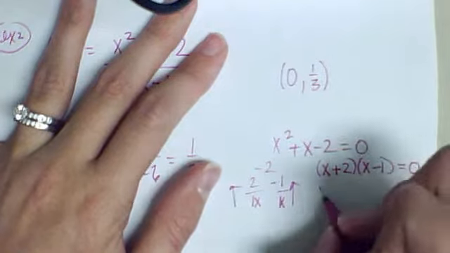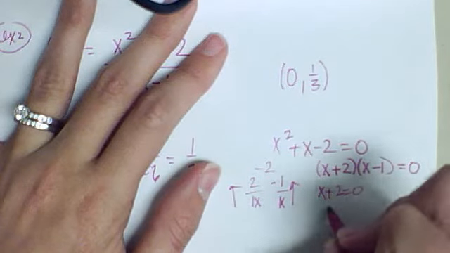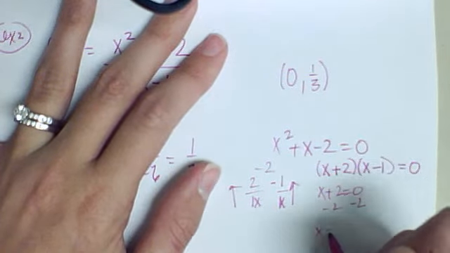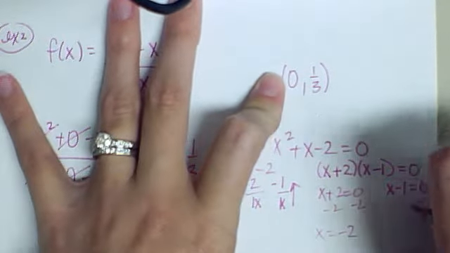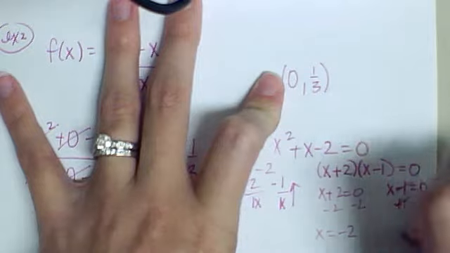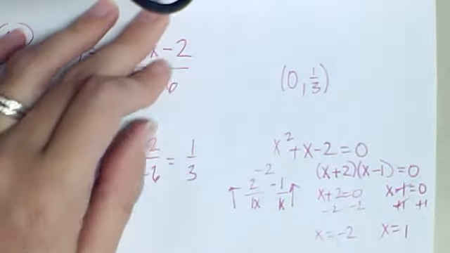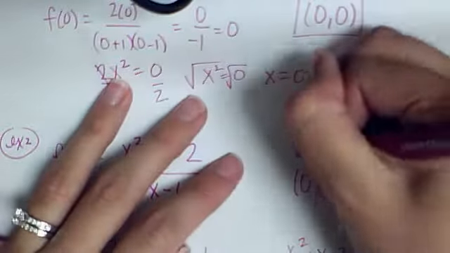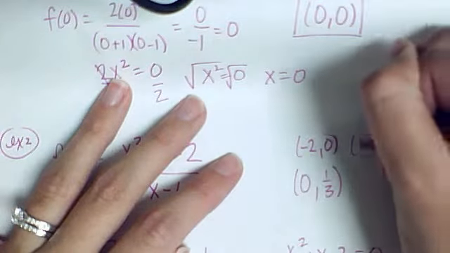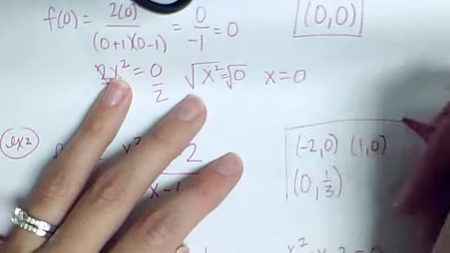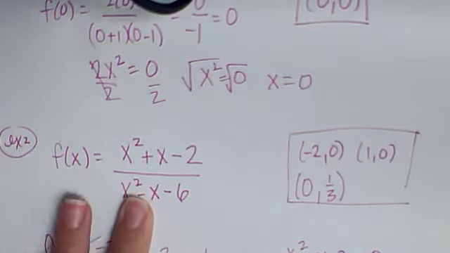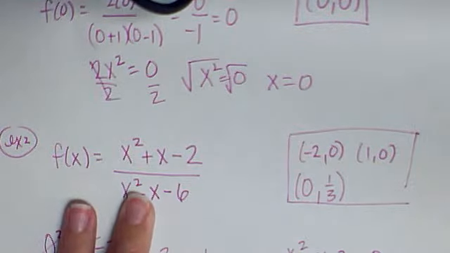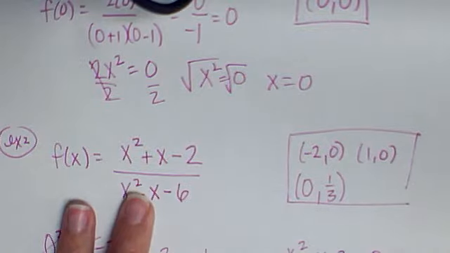If I solve those, I have x plus 2 equals 0. Subtract 2 from both sides, and x equals negative 2. And then I've got x minus 1 equals 0. Add 1 to both sides, and x equals 1. And so my two x-intercepts are negative 2, 0, and 1, 0. So I have two x-intercepts and one y-intercept for this one. And that is the end of that problem.